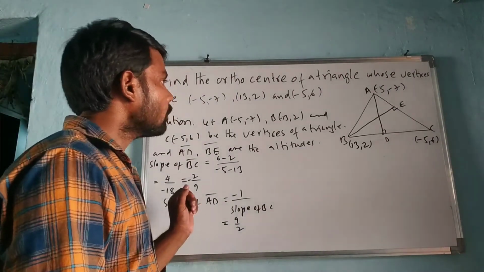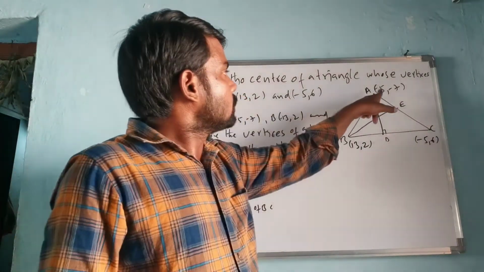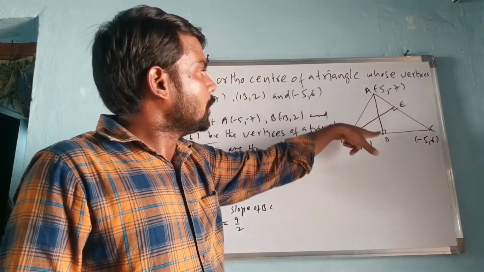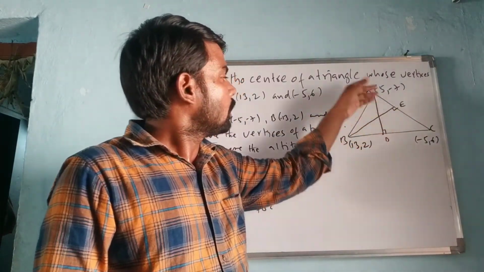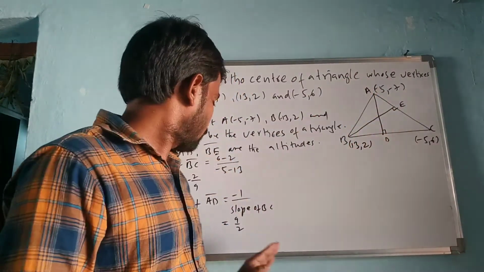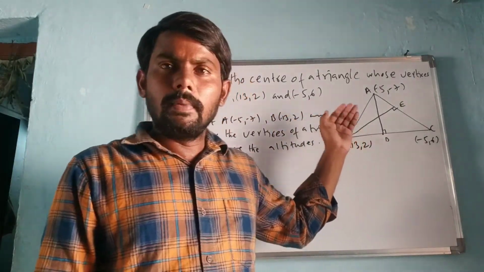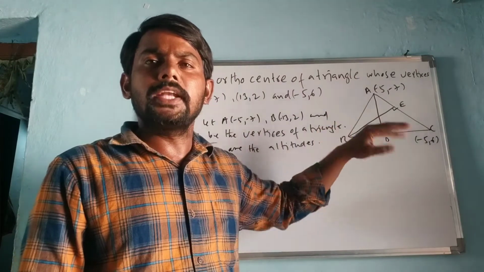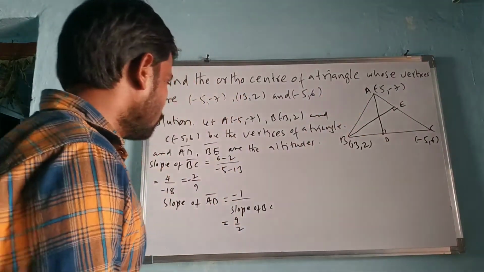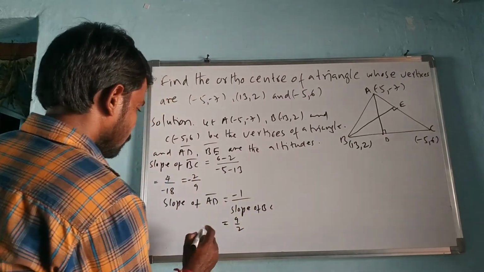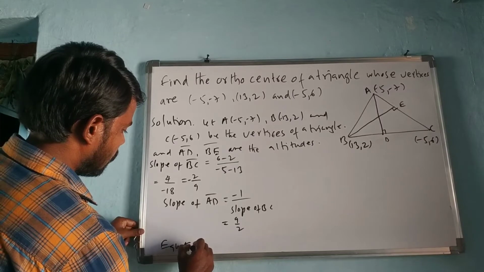Now, the altitude has the point (-5, -7) and slope 9 by 2. By taking the point-slope form, we can easily find the equation of AD. Now let us find the equation of AD.